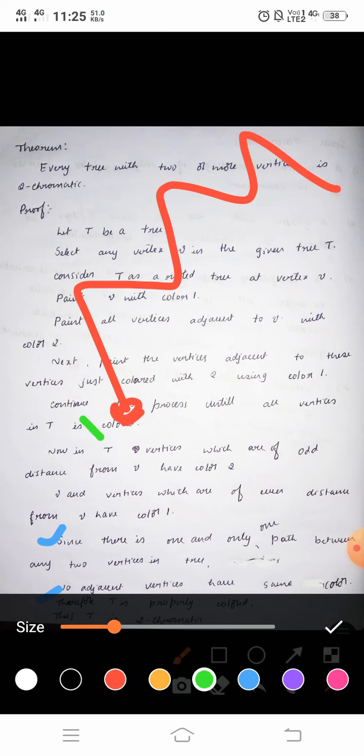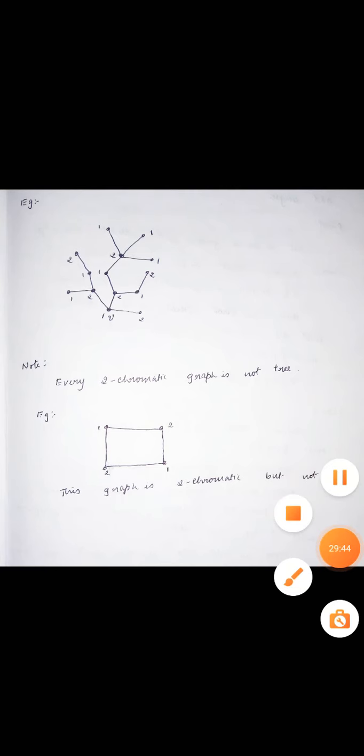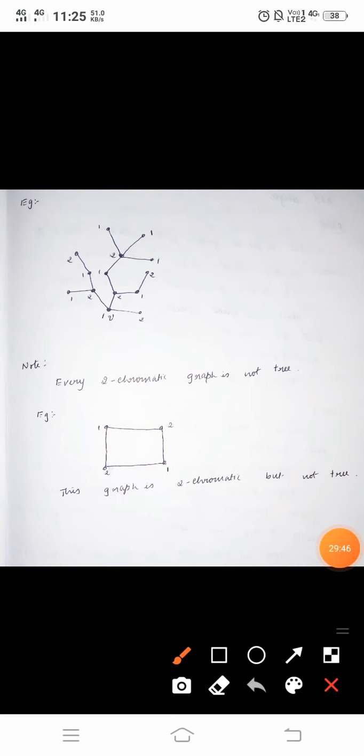See, if this vertex has 1, this is adjacent, so 2. This is adjacent, I can give 1. You can observe that no two adjacent vertices have the same color. You can observe here too, because the first vertex we have colored with 1, the adjacent vertices to that we have colored with 2.